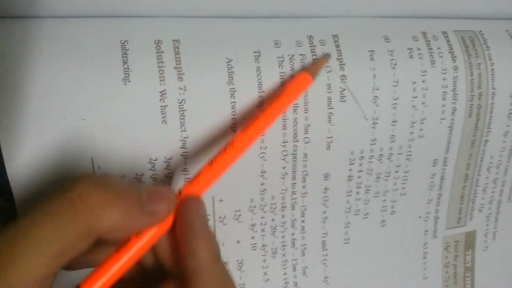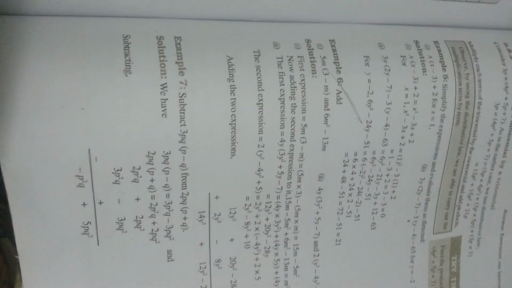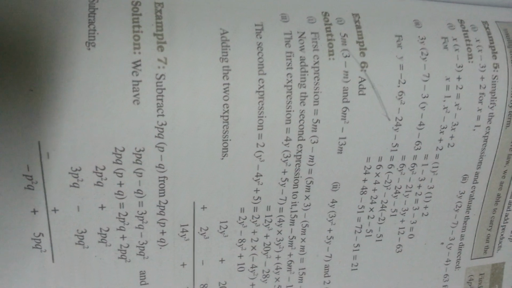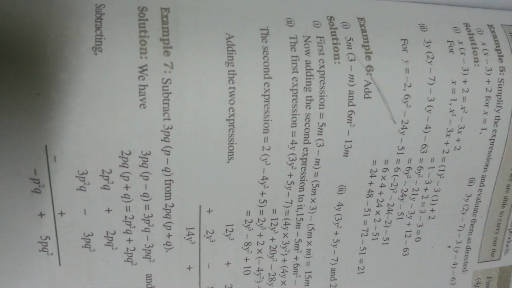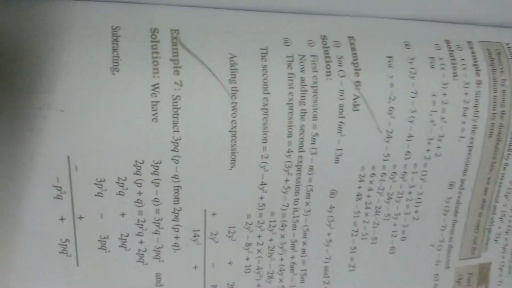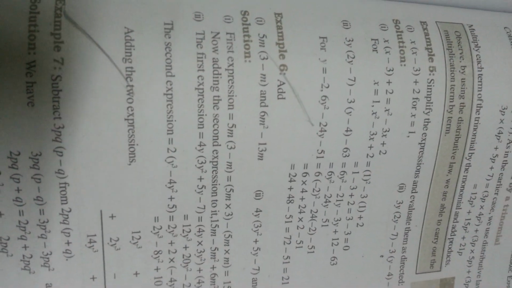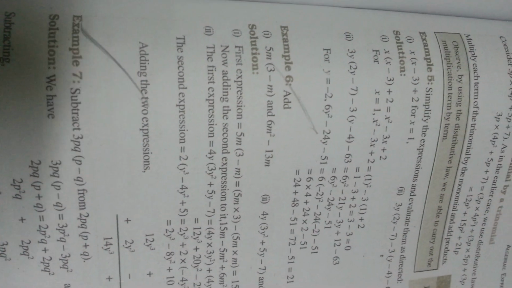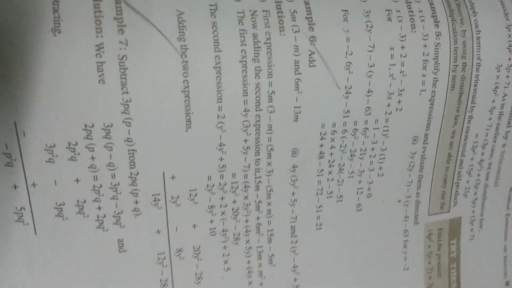So this question, example 6, finally I have found, which is important because you first have to multiply 5m by 3 minus m and then add this. It's very important because first you'll have to multiply and after that only you'll be able to solve this further. Example 5 is also very important because you have to substitute the values for x and y respectively. So these three questions on page number 145 are important.